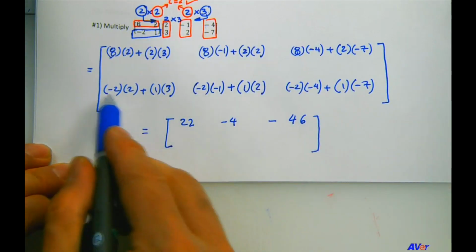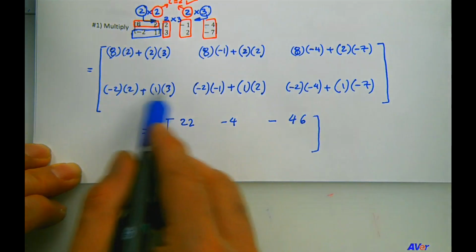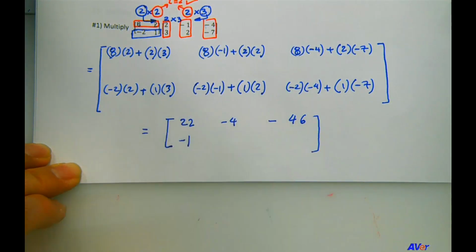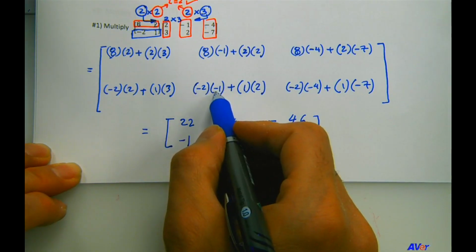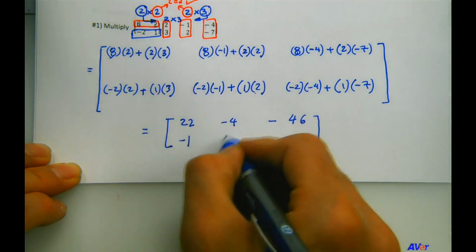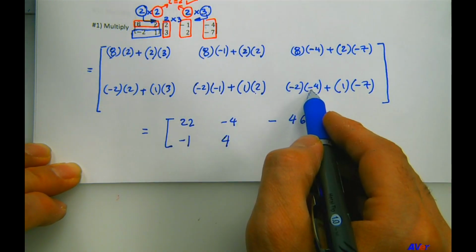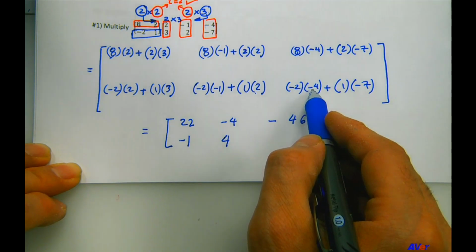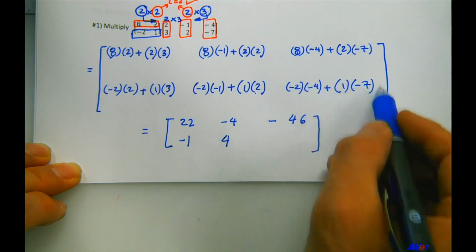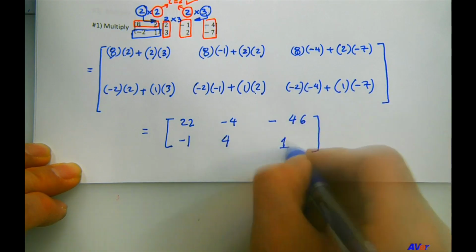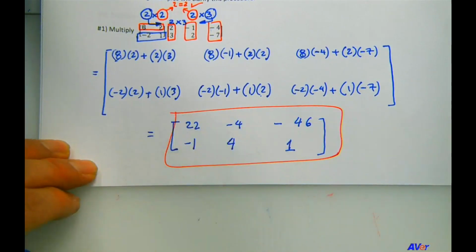Then, minus 2 times 2 is minus 4, plus 3, minus 1. Minus 2 times minus 1, positive 2. Plus 2, 4. Minus 2 times minus 4, positive 8. Plus minus 7. 8 minus 7 is 1. Okay, and we are done with that.